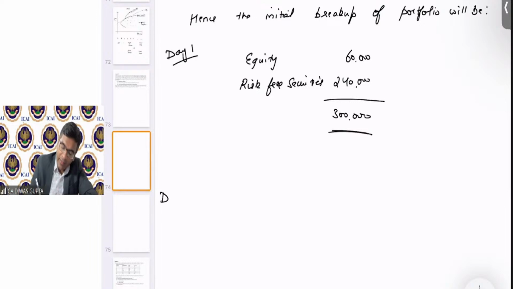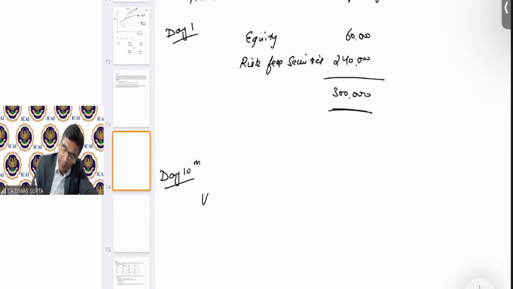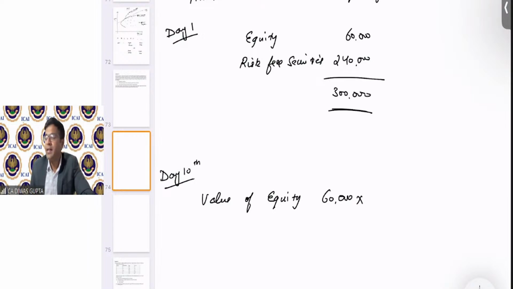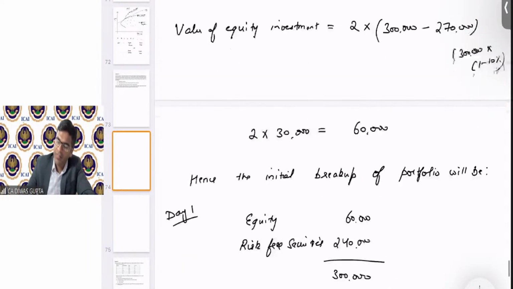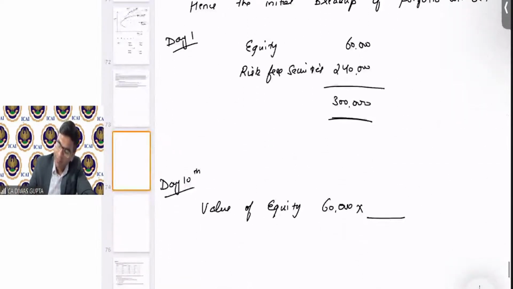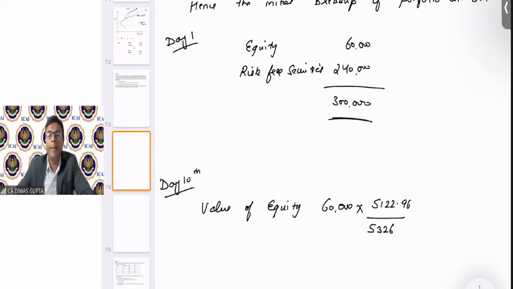So what will happen on day 10th? Okay. On day 10th, good morning, Ambika. So the value of equity will be how much after 10 days? 60,000 is what we have invested. What was the Nifty operating on day one? 5326. What is Nifty operating now? 5122.96. So has the Nifty fallen? Yes. If the Nifty has fallen, then our equity value will also fall. Correct?